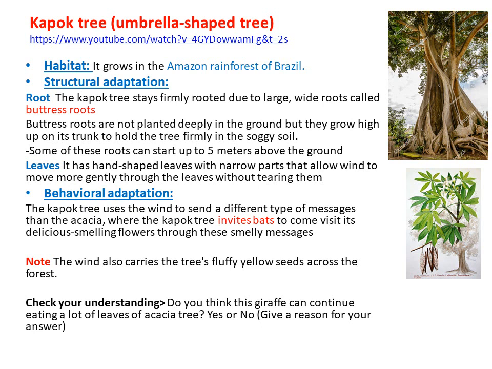We said that the kapok tree lives in rainforests. It means that it rains most of the year, and the soil is soggy most of the year. So the tree needs to be firmly rooted in the soil. So it has buttress roots. And buttress roots are not planted deeply in the ground, but they grow high up on its trunk, to hold the tree firmly in the soggy soil.